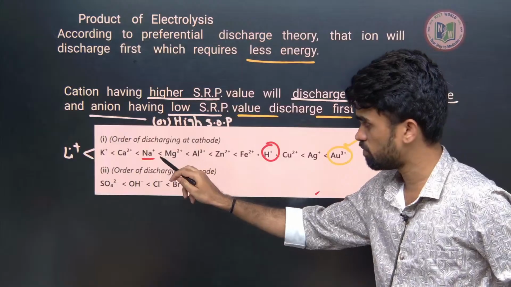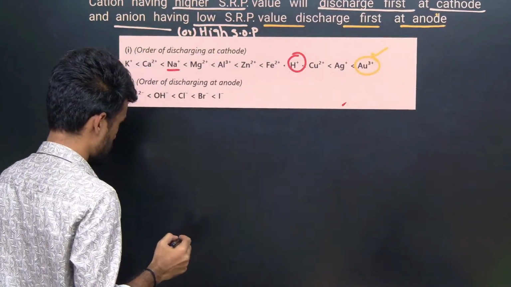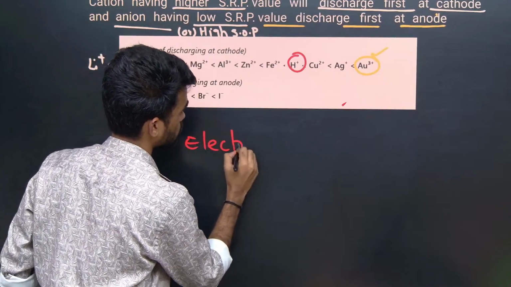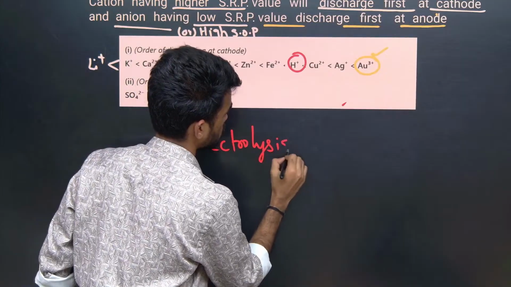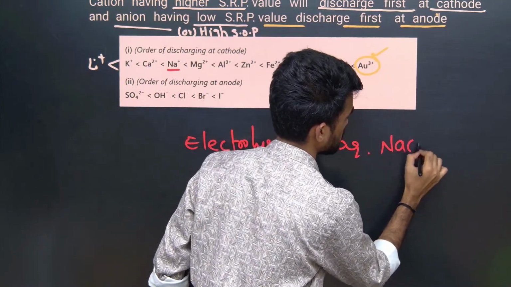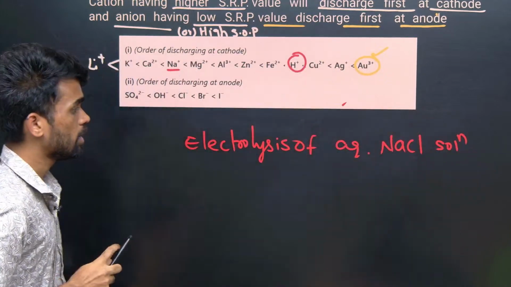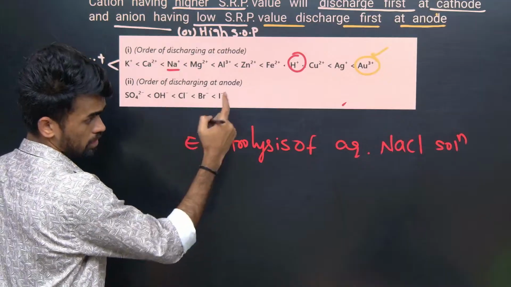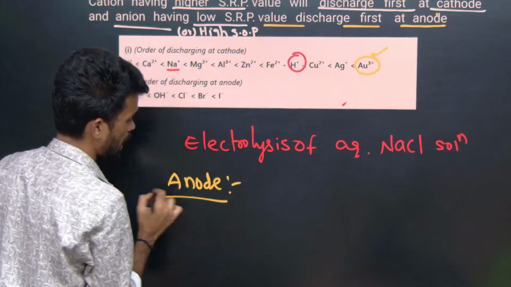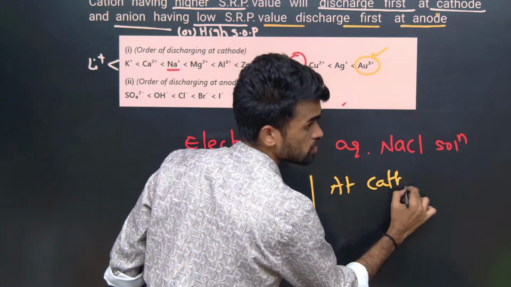So when we have a solution, for example, let us discuss here itself, electrolysis of aqueous NaCl, let us say aqueous NaCl solution I am writing. Now tell me, what are the ions at the anode and what are the ions at the cathode? At the anode, what are the ions? At the cathode, what are the ions we have? Tell me fast.